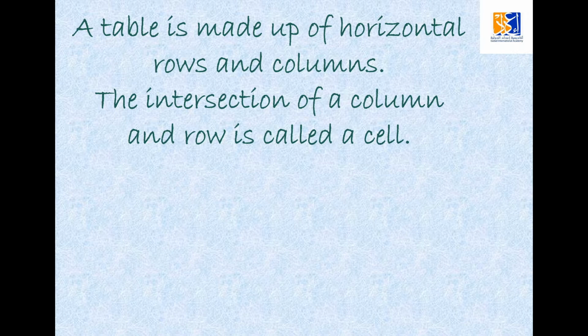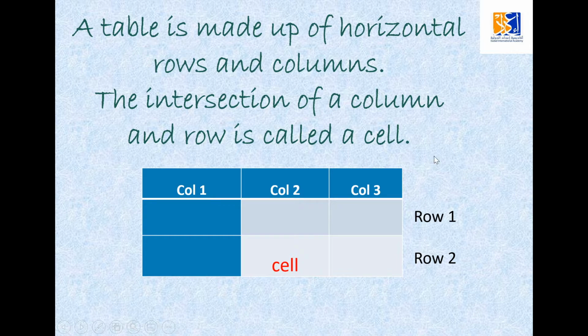A table is made up of horizontal rows and columns. The intersection of the row and column is called a cell. We all know what is a row and column, yes? Now, what is a table actually? A table is made up of horizontal rows and columns. Look at this. You can see a table over here. These are the columns, these are the rows. We have 1, 2, 3 columns and 1, 2 rows. And the intersection of row and column is called a cell. Clear? Okay.